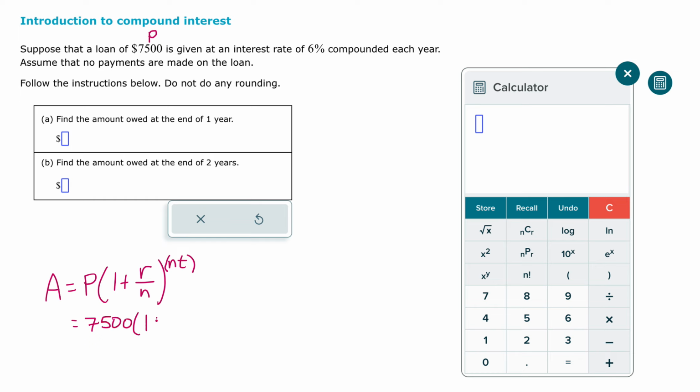And our R is the interest rate. 6% means that our interest rate is 0.06. So when converting from percents to decimals, move the decimal point 2 places or divide by 100. So 0.06, or 6 divided by 100, which is also 0.06. So my R here is 0.06.